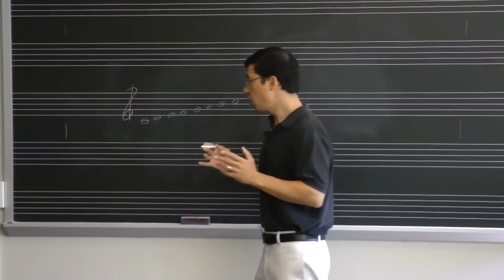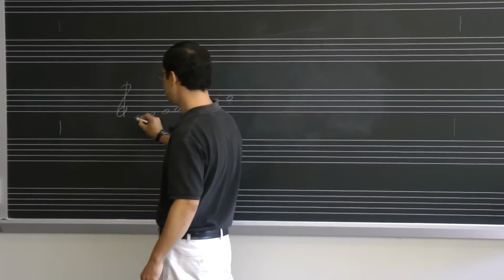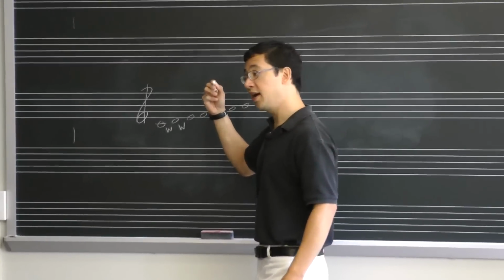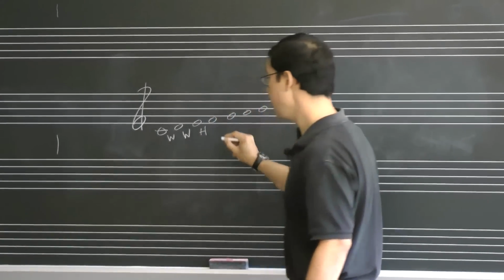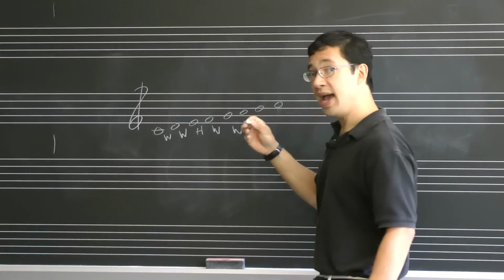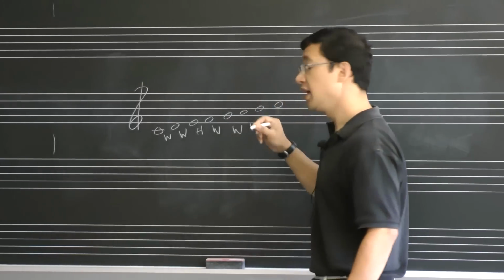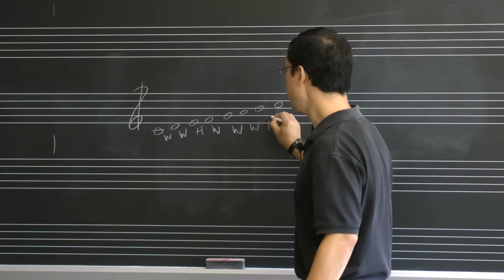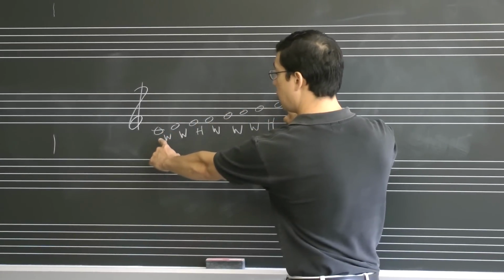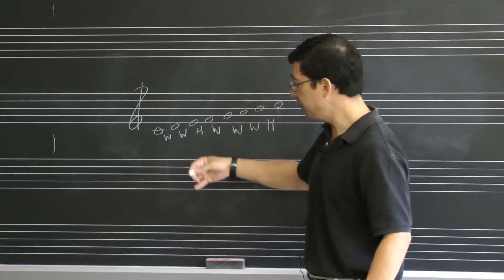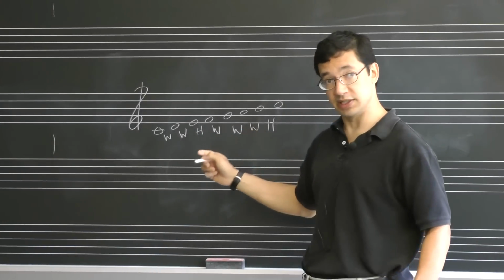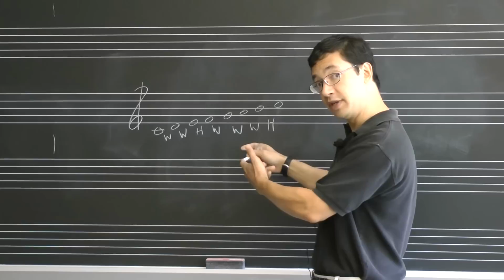If I then label, where are my whole steps and half steps? I start out C to D, whole step, D to E, whole step, E to F, half step, F to G, whole step, G to A, whole step, A to B, whole step, B to C, half step. So the starting points are C's. I go up a whole octave in this scale, and I have this pattern of whole steps and half steps. Whole, whole, half, whole, whole, whole, half. So memorize that. 2 wholes, a half, 3 wholes, a half.